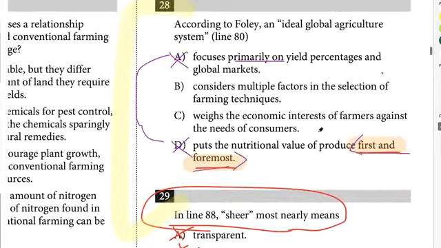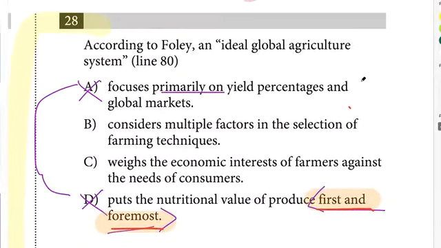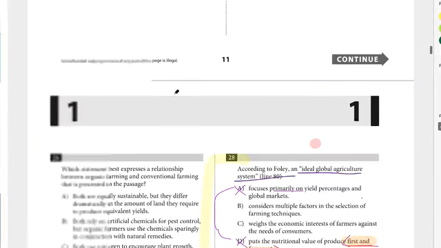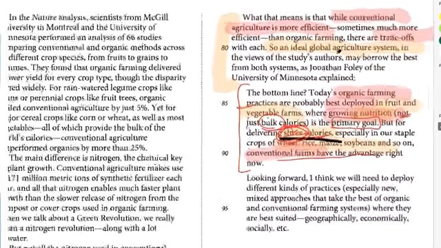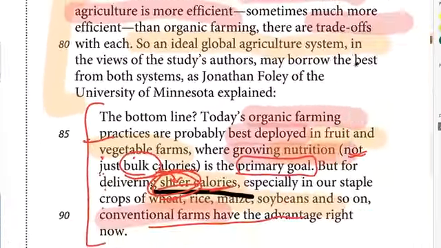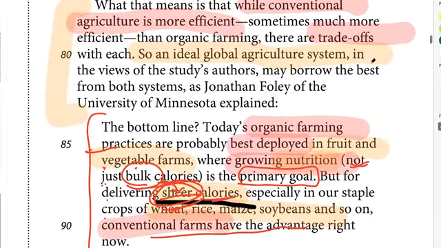So I'm gonna look at one more here, which is question 28. According to Foley, an ideal global agriculture system, what? So I'm gonna go back to line 80. And I'm going to find the ideal global agriculture system. And here again is the mistake. The mistake is that sometimes people think I'm just going to read line 80 and then I'm done.